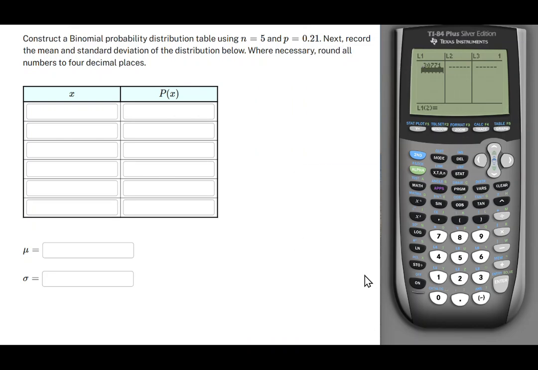Hello, and welcome. This video will explain how to solve this question using the TI-84. It says to construct a binomial probability distribution table using n equals 5 and p equals 0.21. Next, record the mean and standard deviation of the distribution below. Where necessary, round all numbers to 4 decimal places.